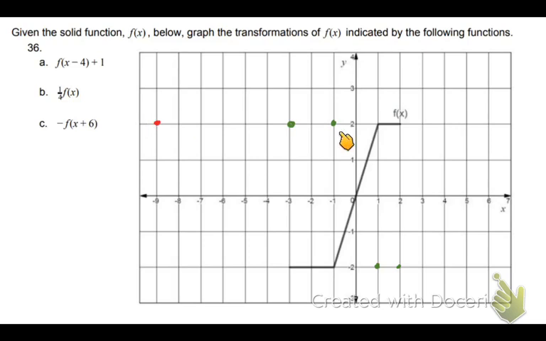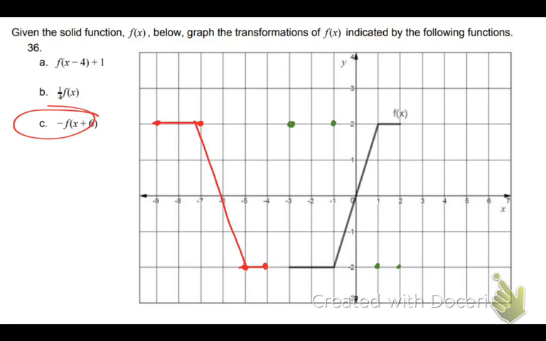If I move this point to the left 6 units, it's going to go all the way over here to -7. If I move this point to the left 6 units, it's going to go all the way over here to -5. And if I move this point to the left 6 units, it's going to go all the way over here to -4. So now I can connect these points. And that is the answer for C. So go ahead and jot that one down.